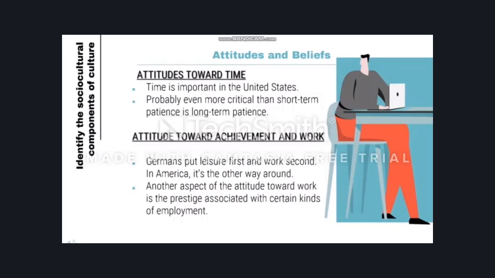Probably even more critical than short-term patience is long-term patience. American preoccupation with monthly profit and loss is a formidable barrier to the establishment of successful business relationships with Asian and Middle Eastern executives, especially during the development of joint ventures and other business relationships that have good potential in the long run. Attitude towards achievement and work.